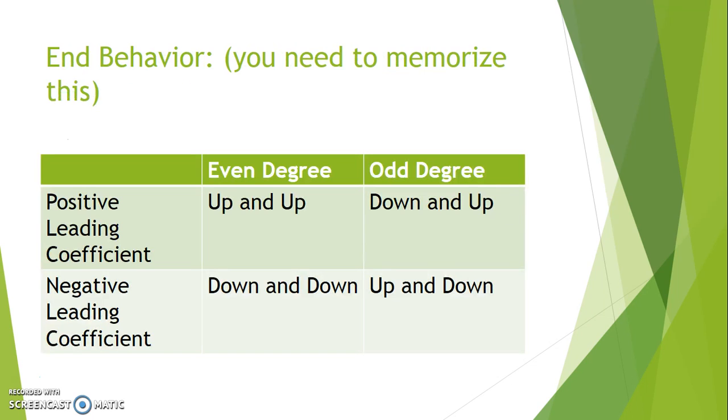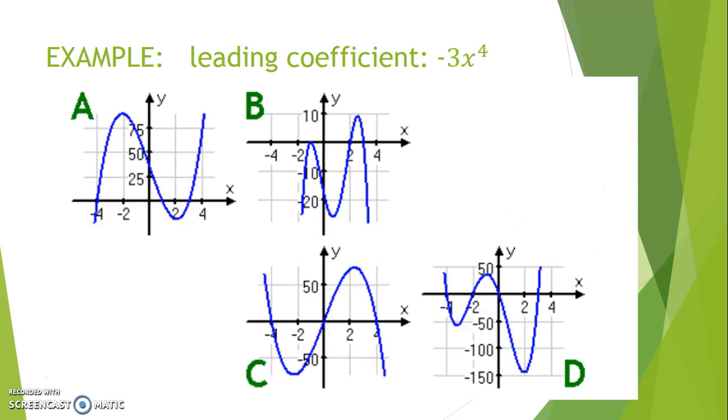So just to review end behavior, it's important that you memorize this. I know it's on the foldable and everything, but it's important for you to know. So remember that a positive leading coefficient and even degree, it's up, up. If it's positive leading coefficient and odd, it's going to be down, up. Negative leading coefficient and even, down, down, and negative leading coefficient and odd degree, it's going to be up, down.